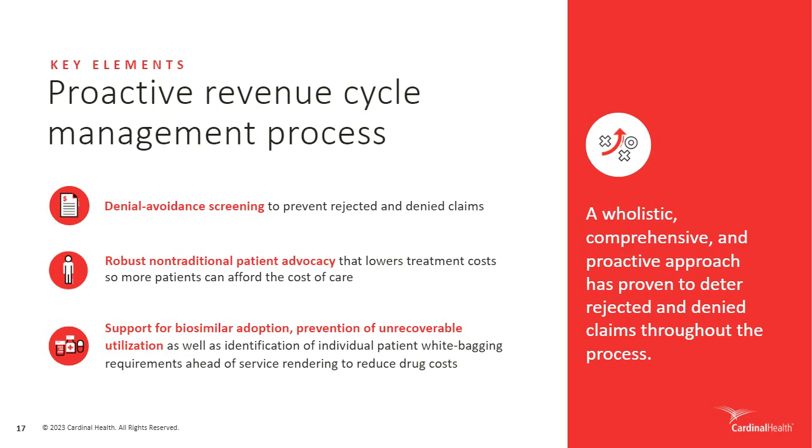Secondarily, looking at a robust non-traditional patient advocacy program, beyond just basic or traditional retroactive PAP, looking at holistic advocacy and non-medication-based advocacy to support the entire spectrum of care. As Anthony was referring to earlier, that means supporting biosimilar adoption, preventing unrecoverable utilization, as well as identifying individual patient white bagging requirements ahead of service. All of these things result in reducing denied drug costs and unrecognized care. A truly holistic, comprehensive, and proactive approach has been proven to deter rejected and denied claims throughout the process.